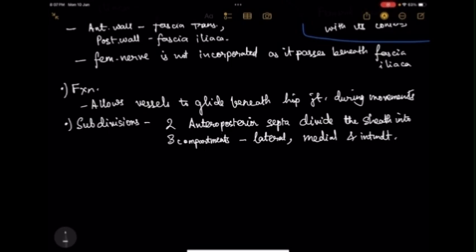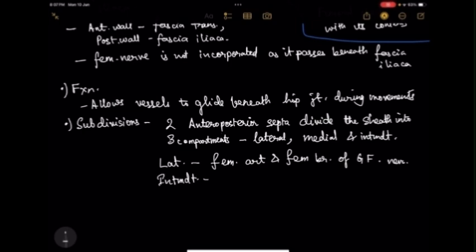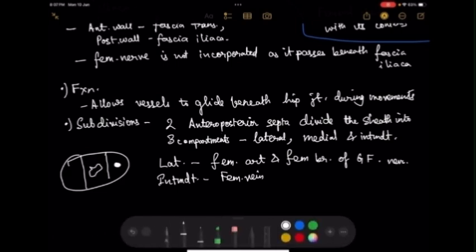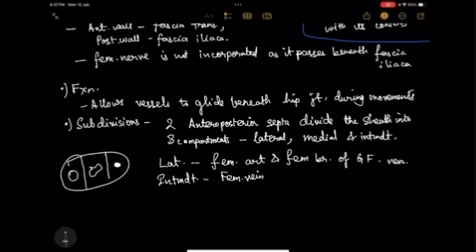Just writing short form. Lateral contains the femoral artery and the femoral branch of the genitofemoral nerve. The intermediate one contains the femoral vein. It's easy if you have a structure like I used to draw. This is basically the lymph node. This is the femoral artery. Sorry, my mistake again, this is the femoral vein, like a collapsed wall, and this is a straight, strong wall, the femoral artery. You can just draw this for reference.